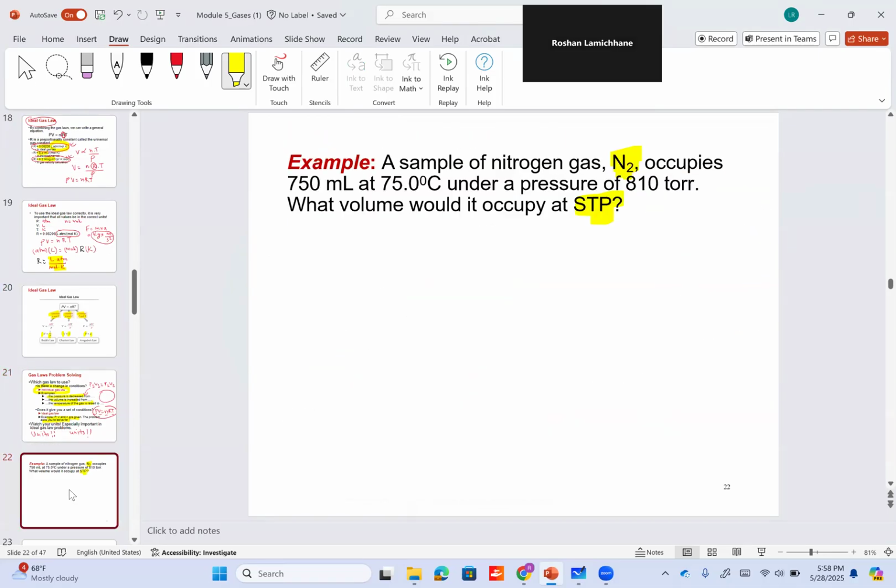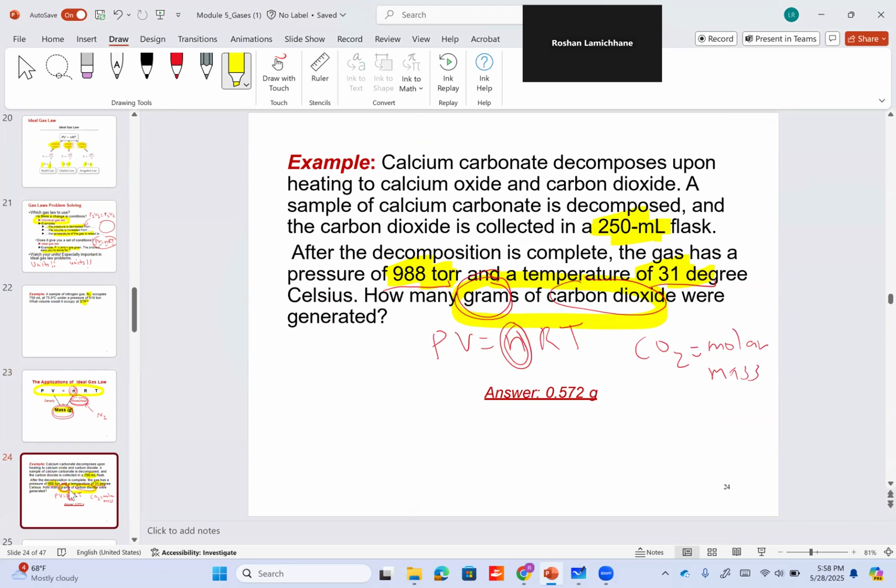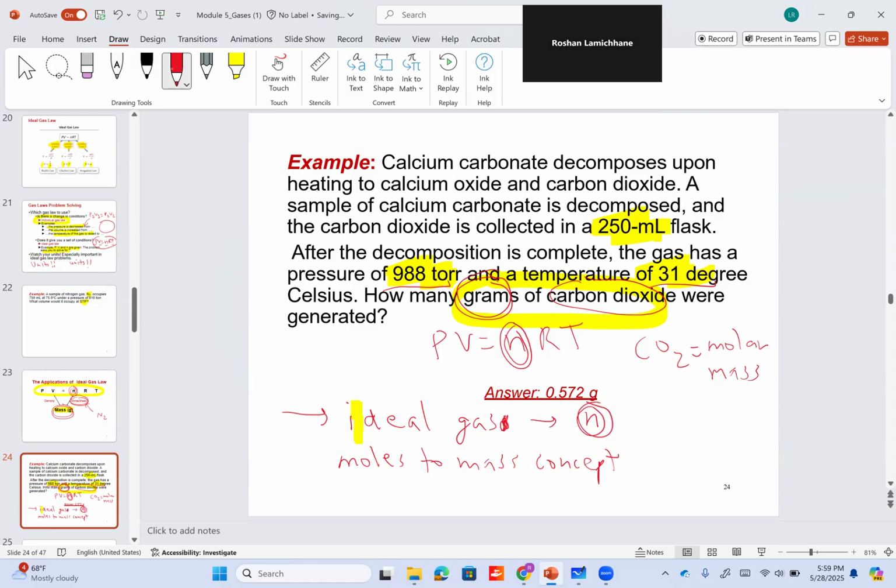Which problem did I work through? I worked through this problem, right? So what I did was I used the ideal gas law, and then the moles to mass concept. From the ideal gas law, I was able to figure out the number of moles, which is n, right? And from n and molar mass, I was able to figure out the mass of carbon dioxide, right?